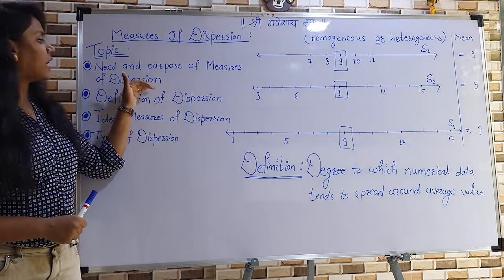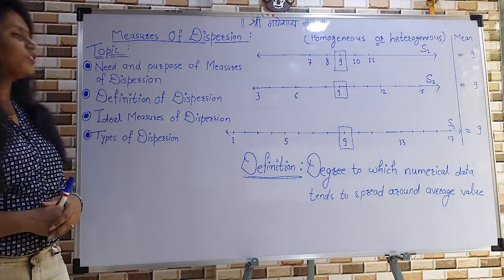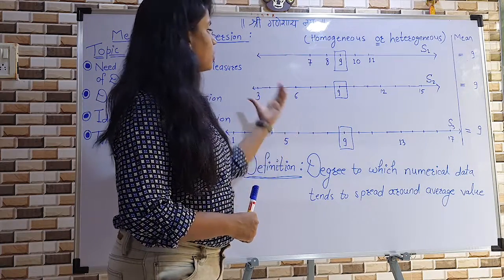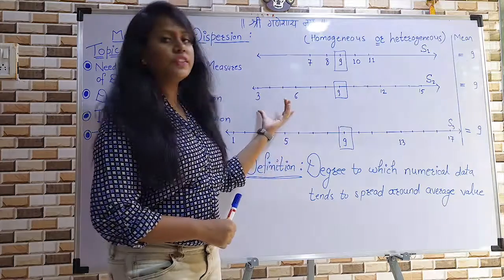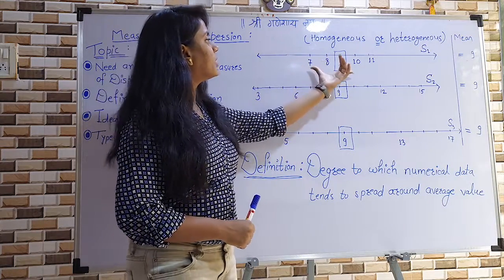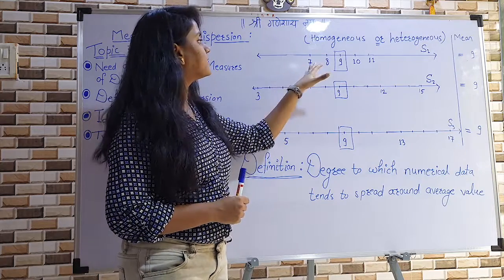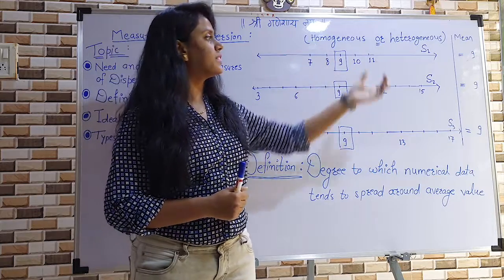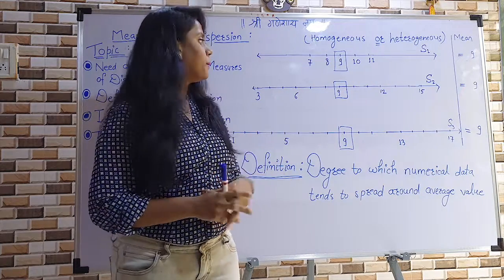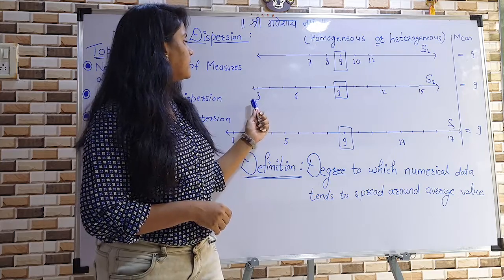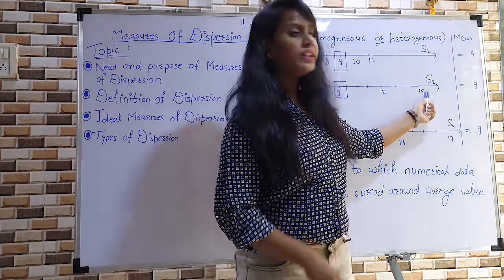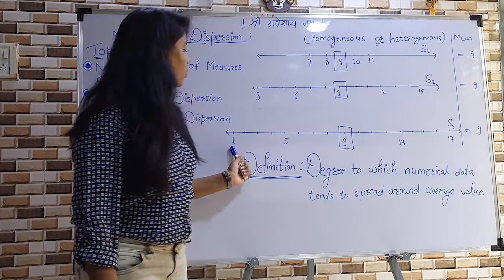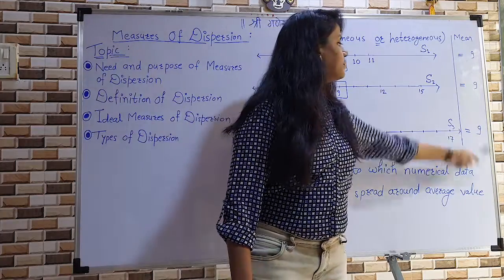Okay, so now let's start with the first point. What is the need and purpose of measures of dispersion? For this, just try to concentrate on these three different series. In the first series the data is 7, 8, 9, 10 and 11, and the mean value is 9. In the second series the data is 3, 6, 9, 12 and 15. Still the mean is 9. In the third series the data is 1, 5, 9, 13 and 17, but the mean is 9.